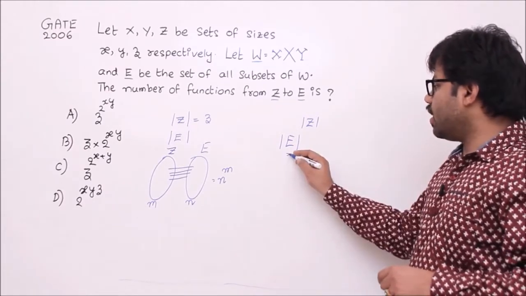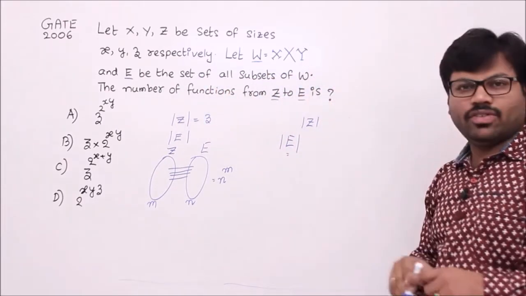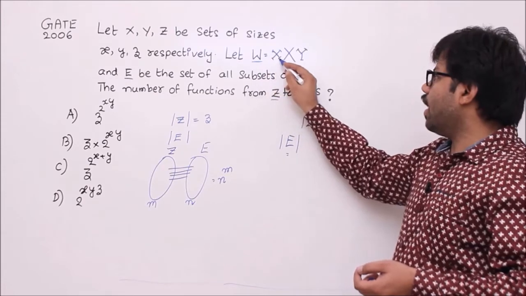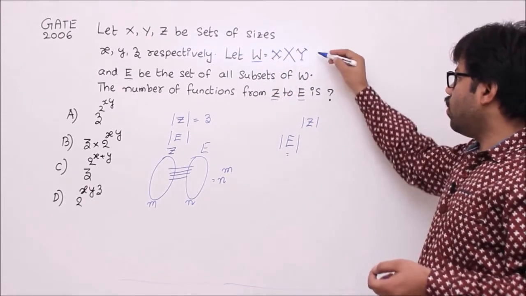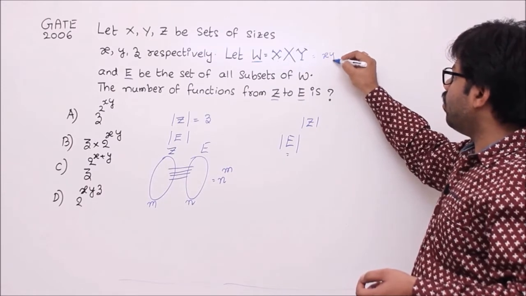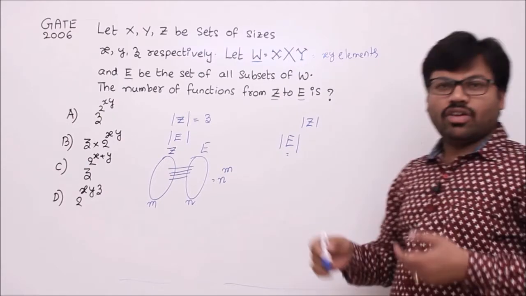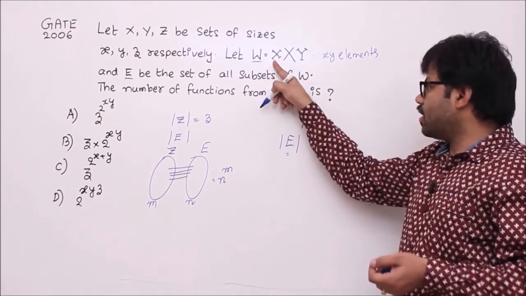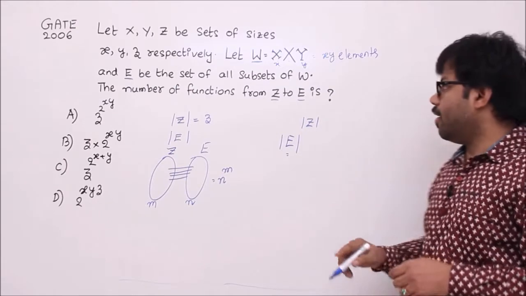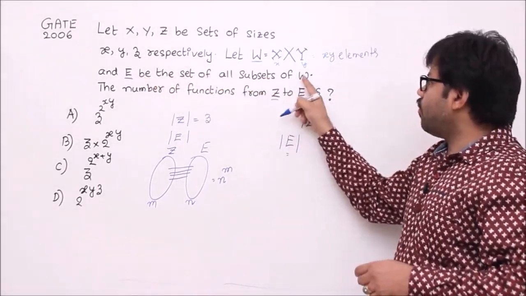For that you should read the definition of E. E is the set of all subsets of W. Okay, but I don't know what is W. W is X cross Y. Since W is equal to X cross Y, it contains x into y elements, isn't it? Cartesian product contains xy elements, if X contains x elements and Y contains y elements. We know that.